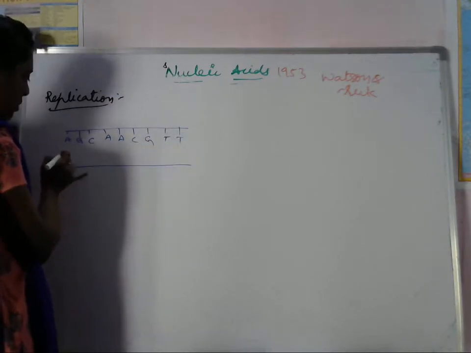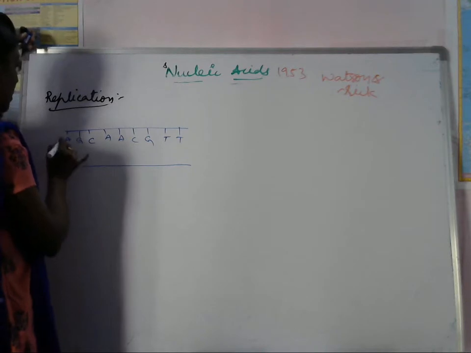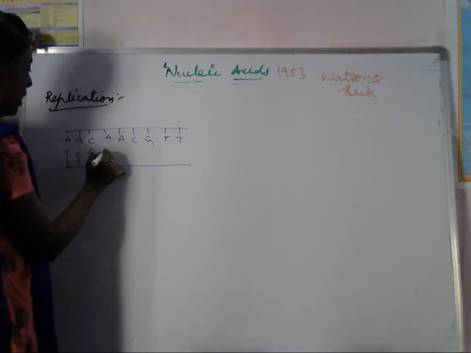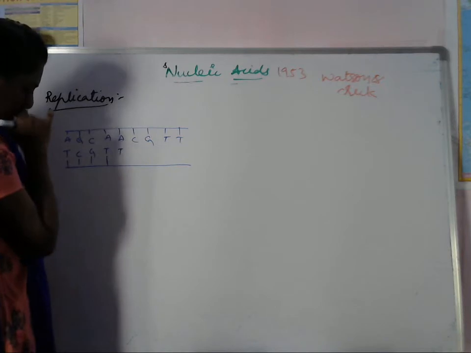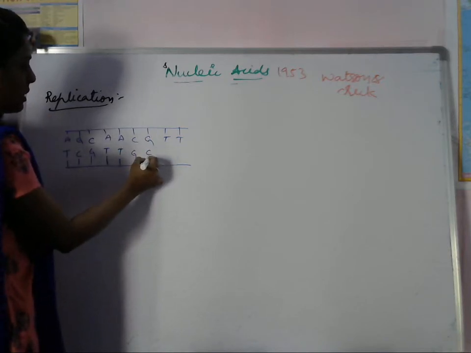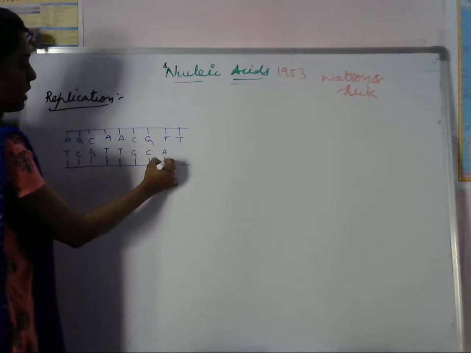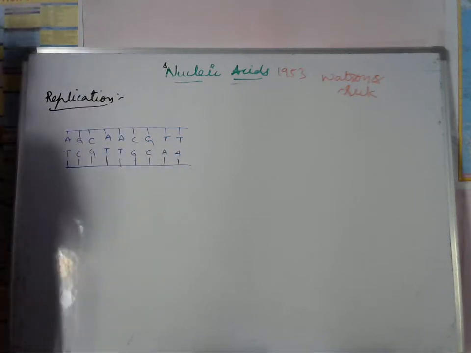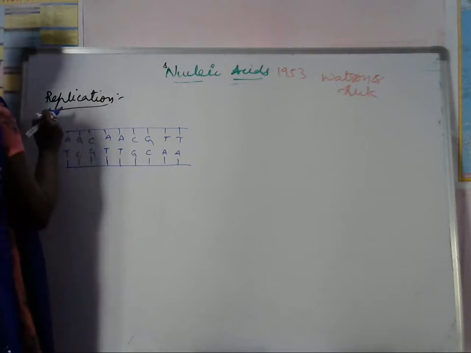Next, A combines with T, G combines with C, C combines with G, and again A combines with T here. Here also T will be there. Next here G will be there, and C will be there. Here A will be there, and A. So this is our DNA strand, the parent strand.